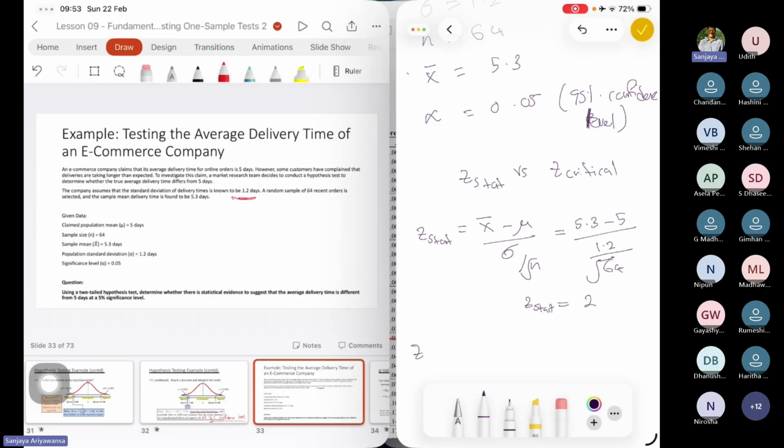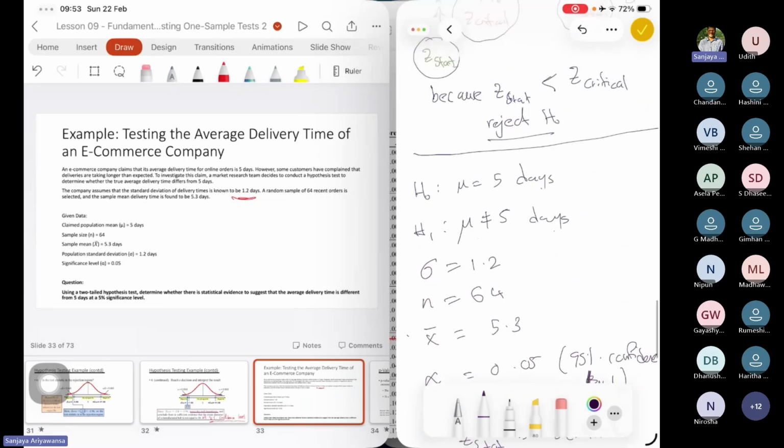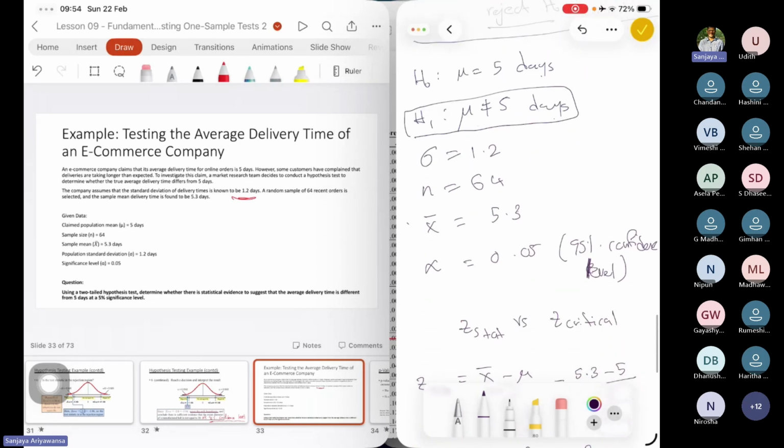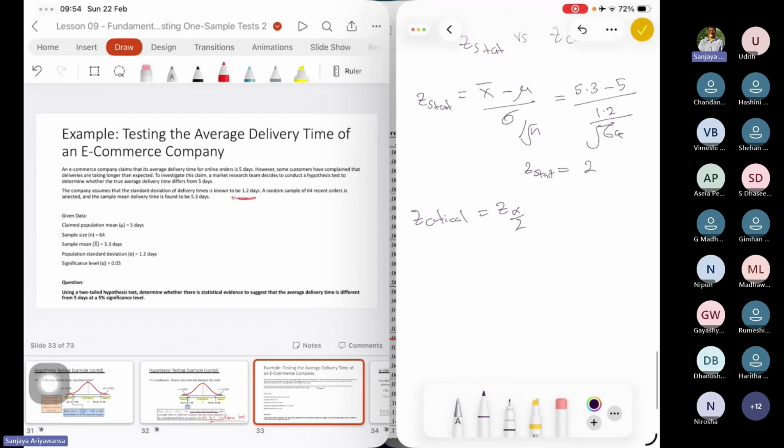Then we check the Z critical value. That is Z alpha divided by 2. Why is it alpha divided by 2? Because it's a two-tail test. We determine it's a two-tail test by looking at the alternative hypothesis. If it's a two-tail test, we have to divide alpha by 2.